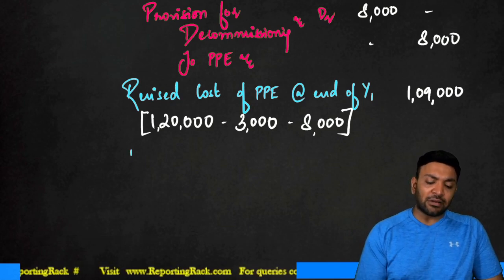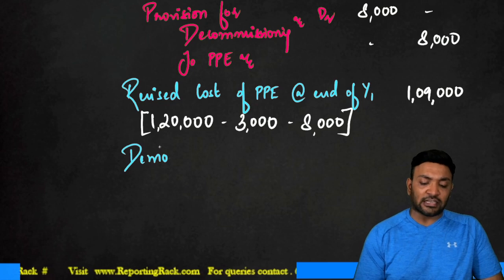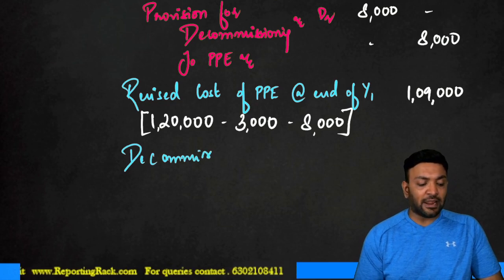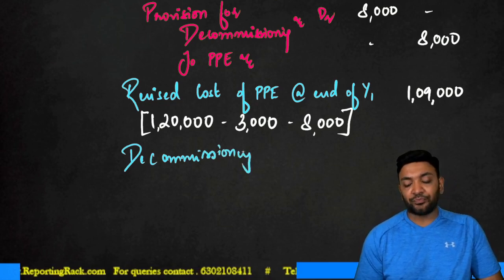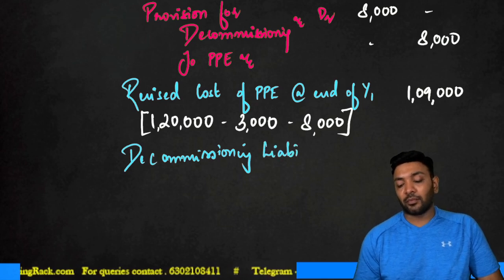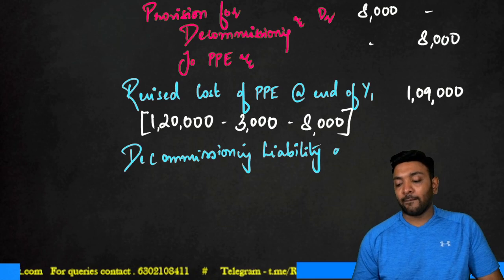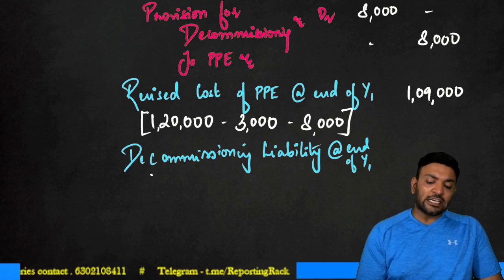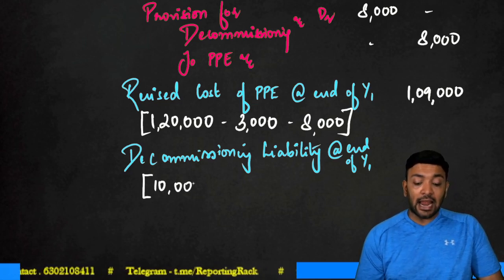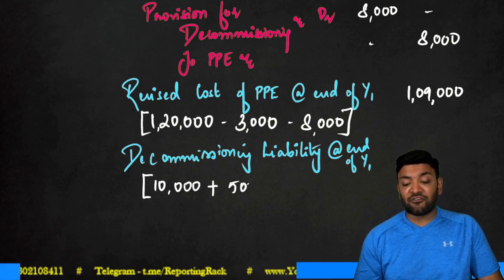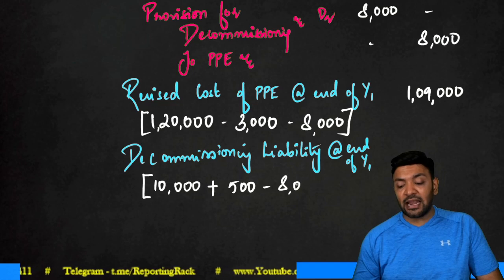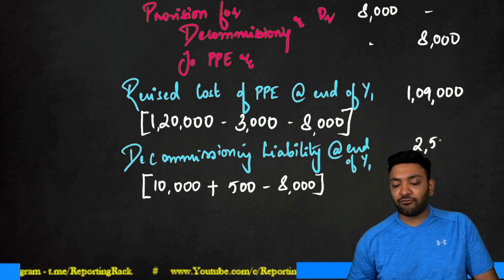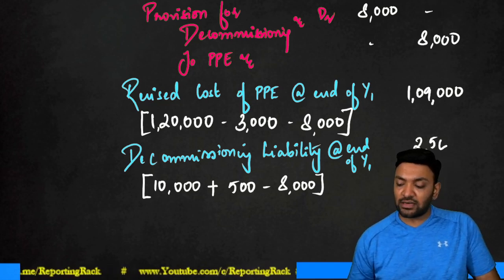Same way, my decommissioning liability at the end of year 1 has also changed. Originally it was 10,000. At the end of the first year, it has an interest catch-up of 500. But it was reduced by 8,000 towards the end of the year. That means the balance amount is 2,500.